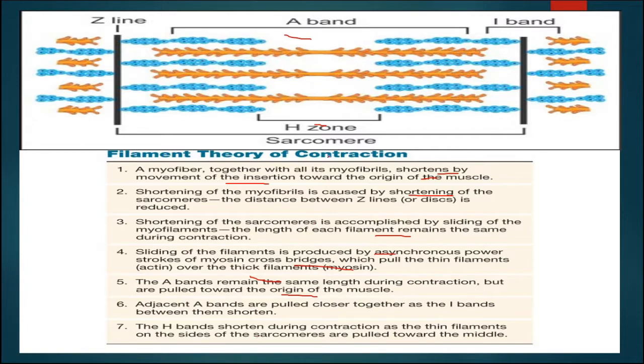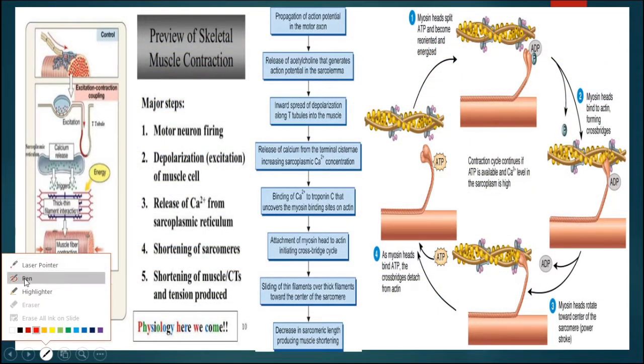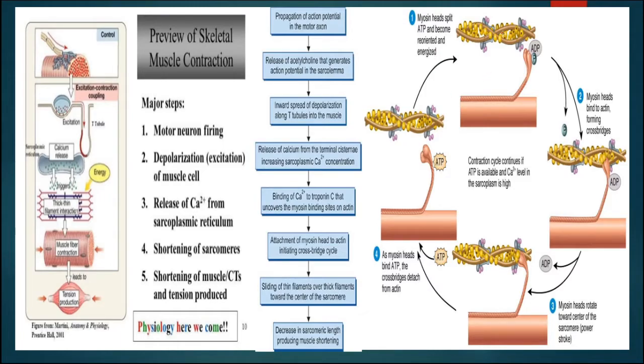The H bands shorten during the contraction as the thin filaments on the sides of the sarcomere are pulled towards the middle. So, in this way, by sliding over each other, that is why it is known as sliding filament theory. Filaments slide over each other during contraction and as a result the movement takes place. In this slide we can see how the cross bridges are made. This is the actin filament and this is the myosin filament, the thick filament. The myosin head splits ATP and becomes reoriented. Now, this myosin head binds to the actin and then it forms the cross bridge.